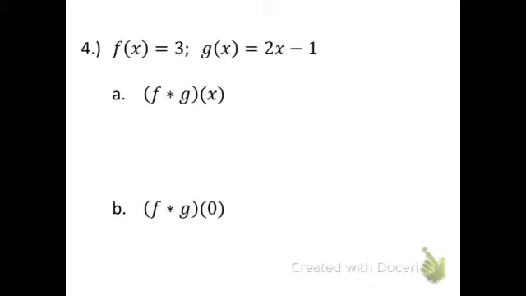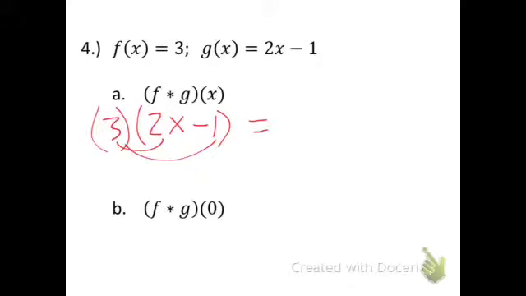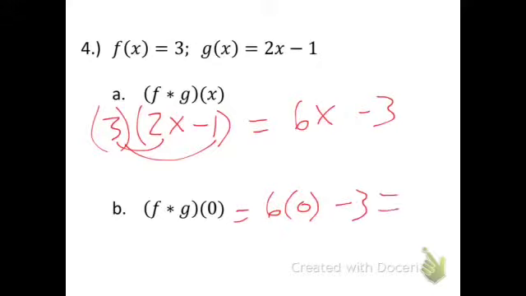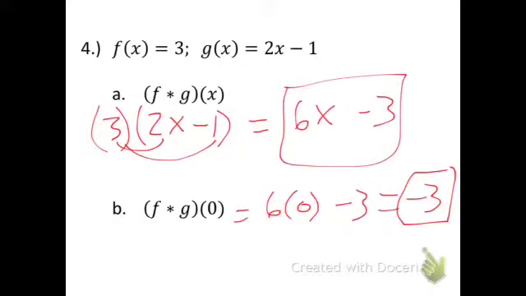On 4, again, I highly recommend putting things in parentheses. So if I do f and g like so, I know I need to distribute, which is going to give me 6x minus 3. Well, that's a lot easier than the last one. Now you take 0, plug it in there, and you're going to get 6 times 0, which is 0 minus 3, which is just negative 3. Man, that was a lot easier than the previous one.